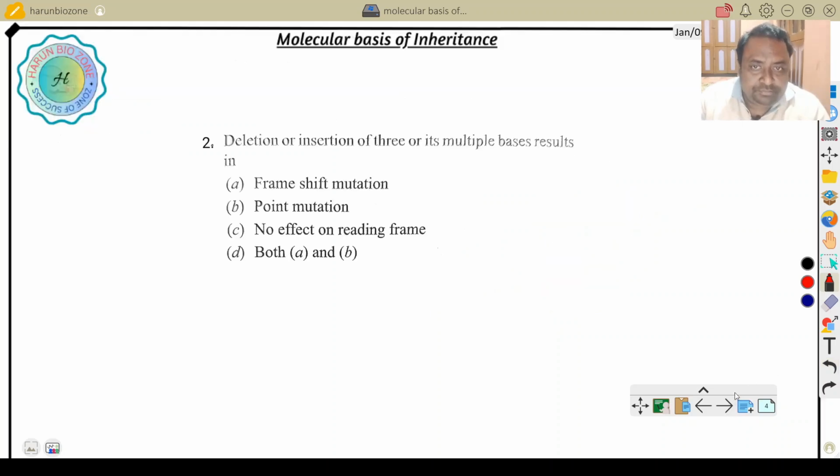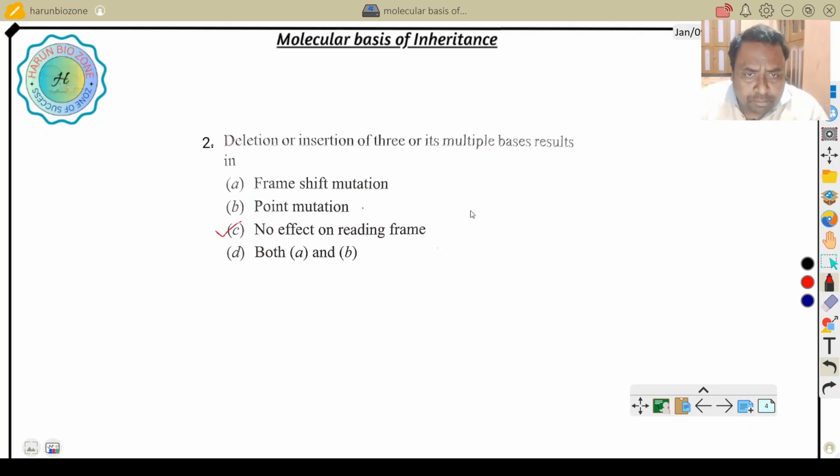Next question, deletion or insertion of 3 or its multiple base results in frame shift mutation, point mutation, no effect on reading frame. The frame shift mutation occurs by point mutation or gene mutation by the addition or deletion of a single nitrogen base to the DNA sequence, but here no effect on reading frame.